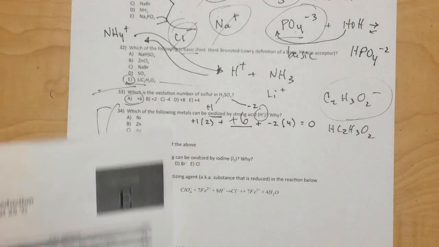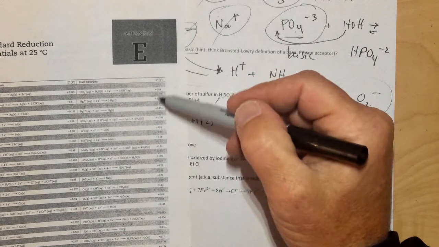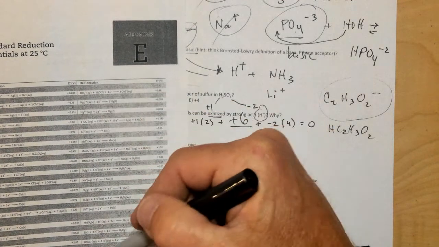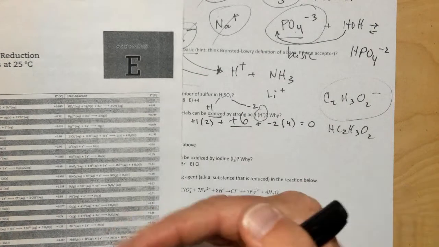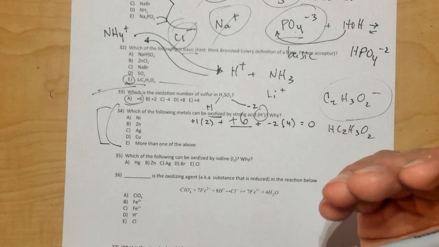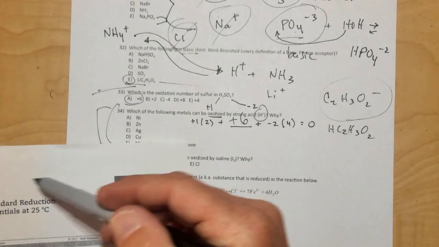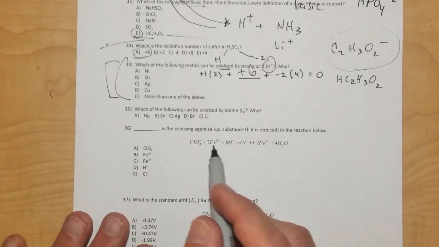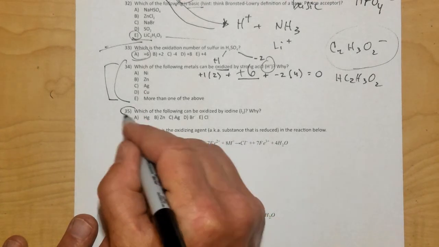But just so you know, in case you're watching this in future years, you'd be given a sheet that has the E values right here, the standard reduction potentials, and they'd be given in order, and they'd have H plus in there right in the middle, and then you'd look above and below, and the ones that are below could be oxidized, because remember it's always listed as reduction. Number 35, which of the following can be oxidized by iodine? This is the same type of thing.